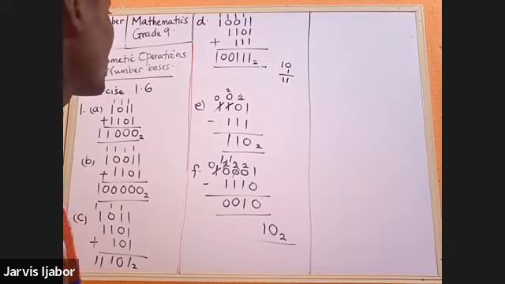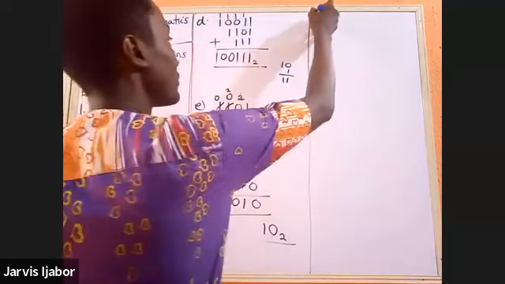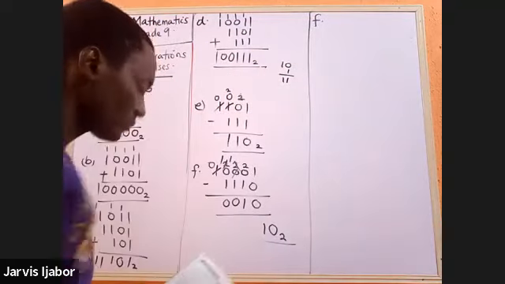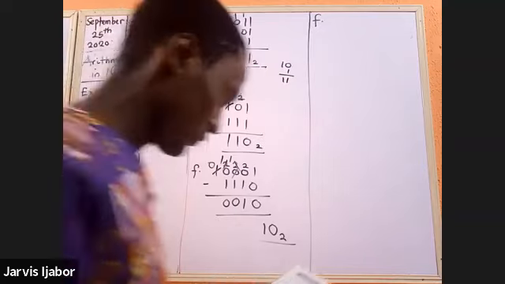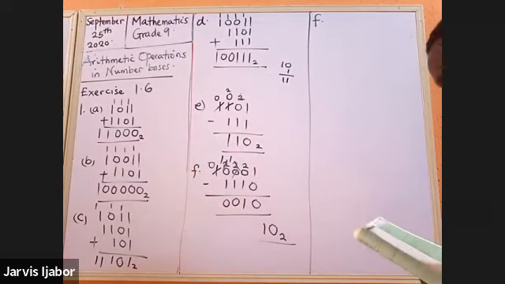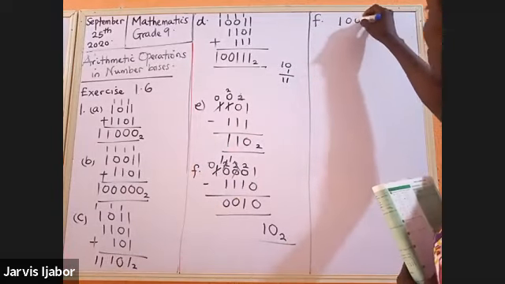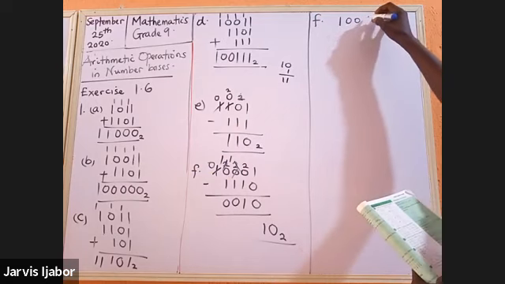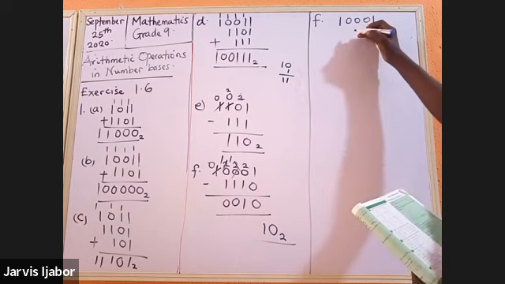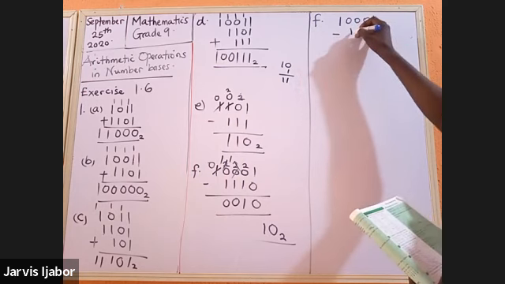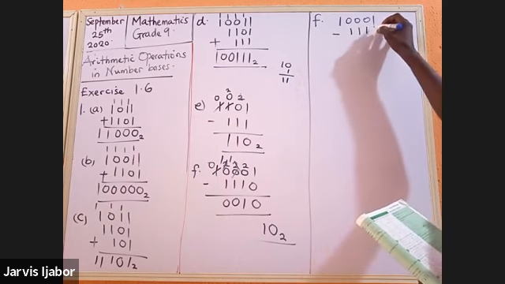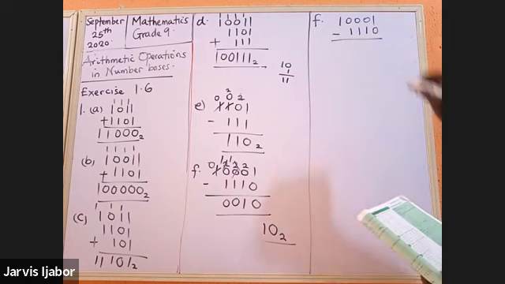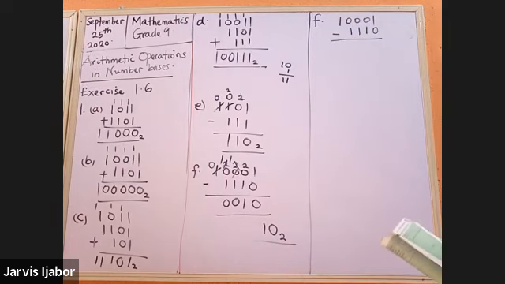That's for E. So what about F? For F, we're going to have 10001 minus 1110. So how do you do that?